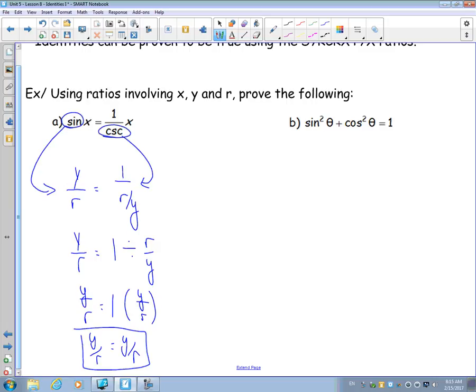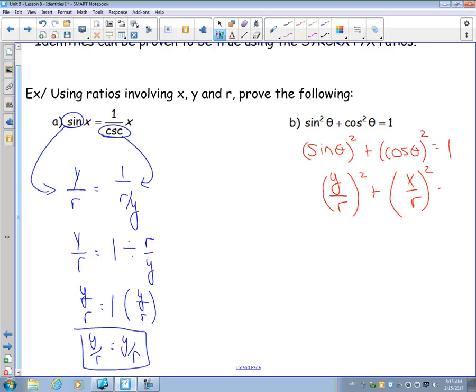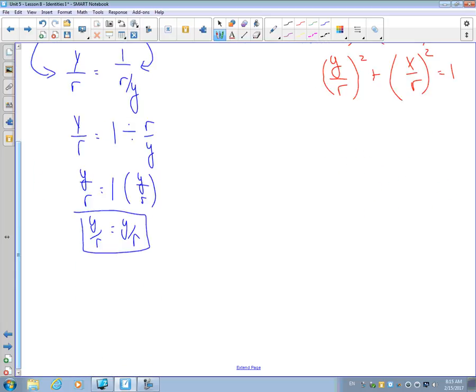Sine squared plus cos squared comes out to 1. Can I prove that? Well, sine squared theta is the same thing as saying sine theta squared. And so is cos theta squared. What do I know about sine? SOHCAHTOA tells me it's y over r. So if I square it, and then I do the same thing with cos, x over r, I get this. Well, how do exponents work on fractions? We apply it to the top and the bottom.